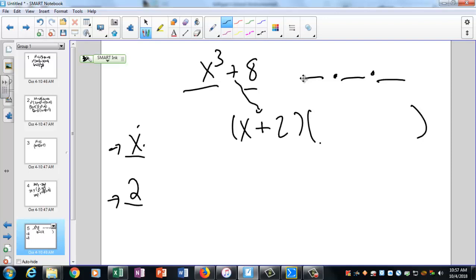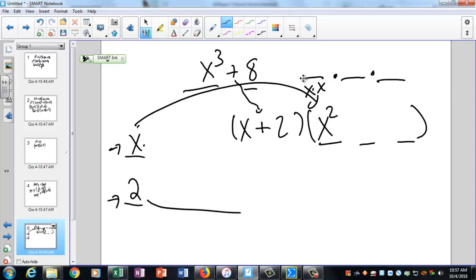For this piece, we're going to have 3 pieces. 1, 2, 3. The first piece is x times x. It's just whatever this is times itself. x squared. The last piece is whatever this is times itself. So 2 times 2 is 4.